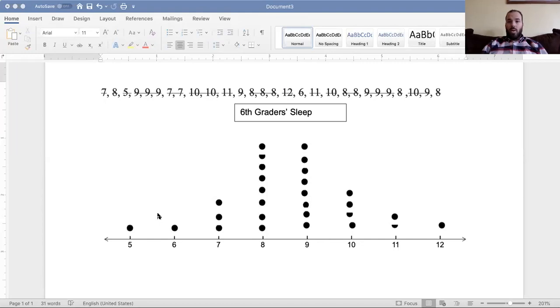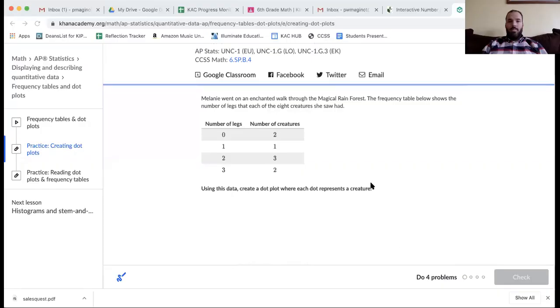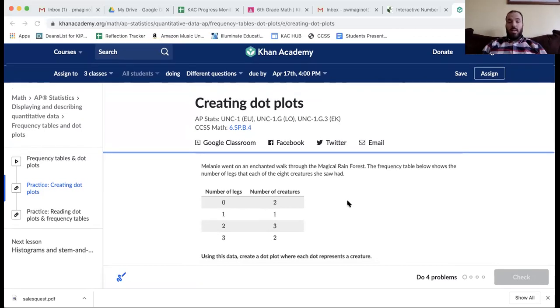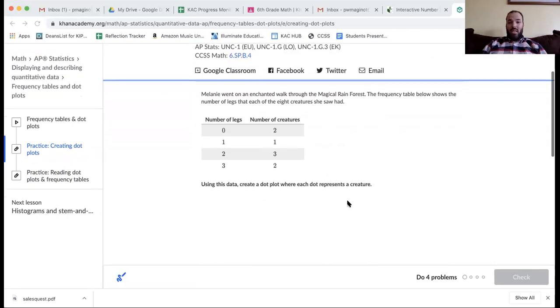Let me make sure that this is in the front. Let's see here. Okay. And this is on Khan Academy's website, but you don't have to log into Khan first. You're just going to open it up and do it like this. So you have 4 problems. Everyone's going to have the same 4 problems.